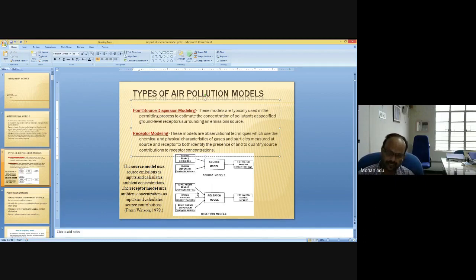Using such known source profiles, we can estimate the source of the pollution in a given location. So data from the receptor location is used to identify the source and also to quantify the source.